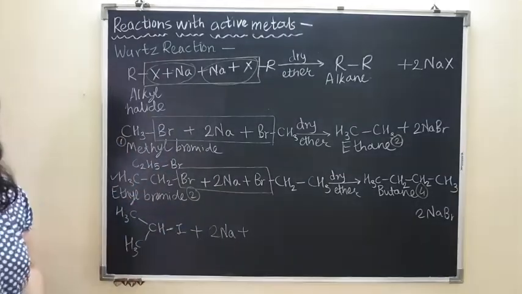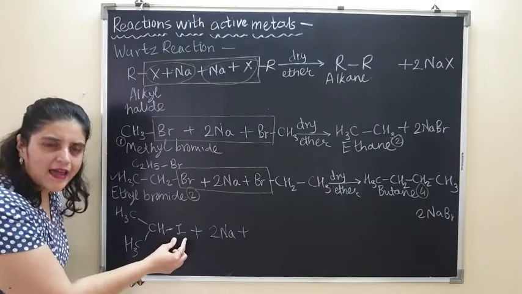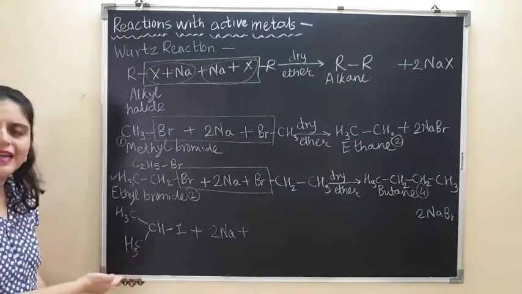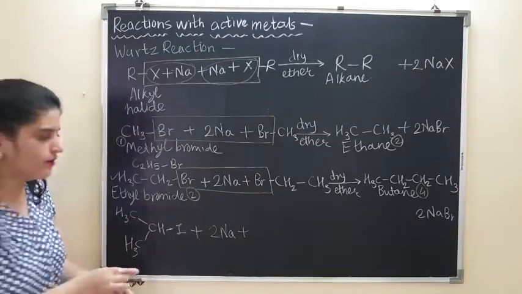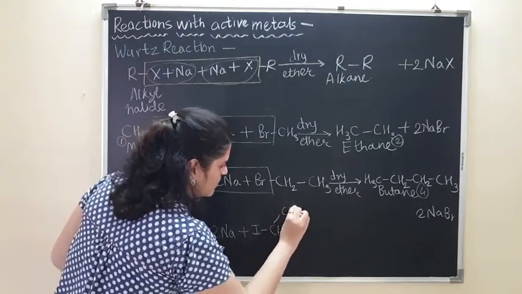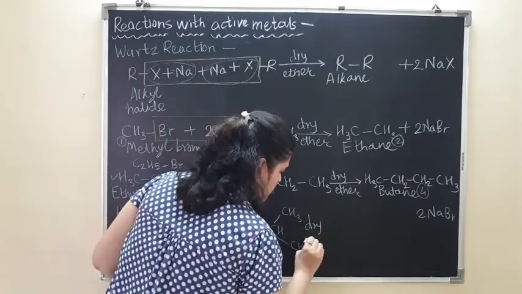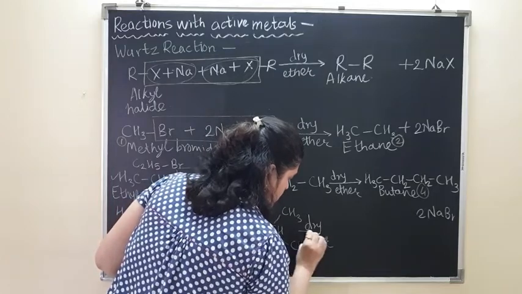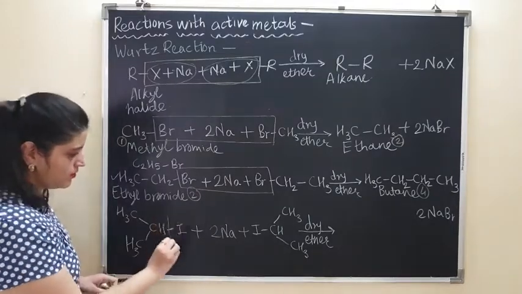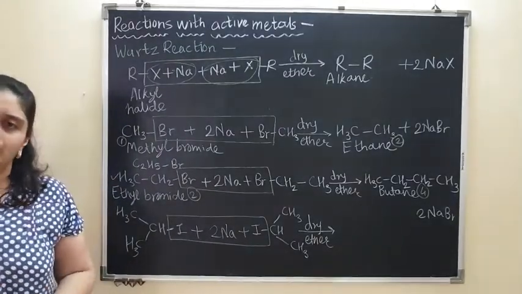Now, how are we going to write down our alkyl halide the second time? In the reverse order. We will write down I, then a single bond CH, and then two bonds CH3 CH3. Exactly the reverse order of what we have written over here. So you must have guessed the product by now. 2 times sodium iodide is going to be the byproduct.